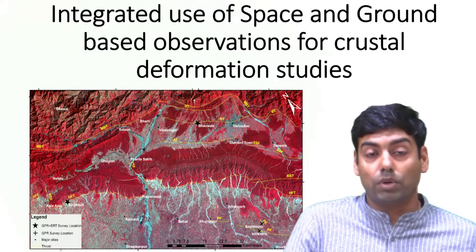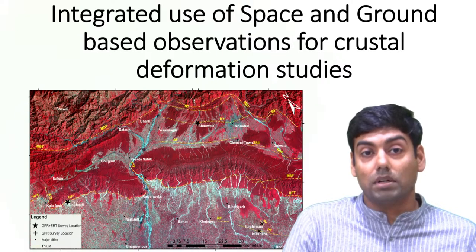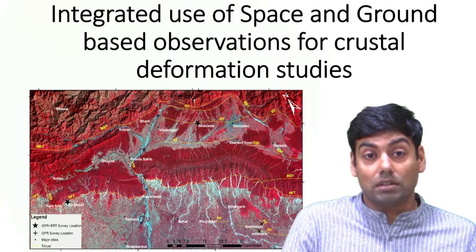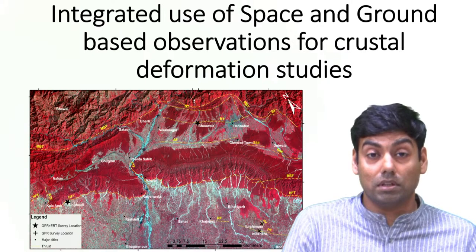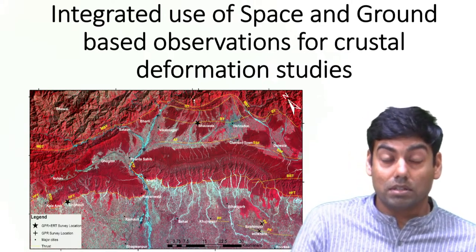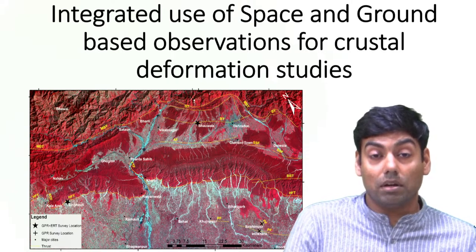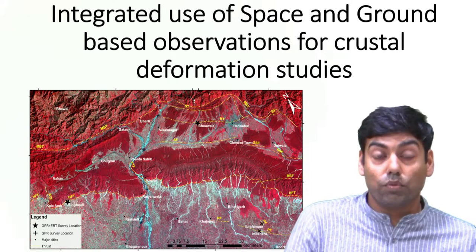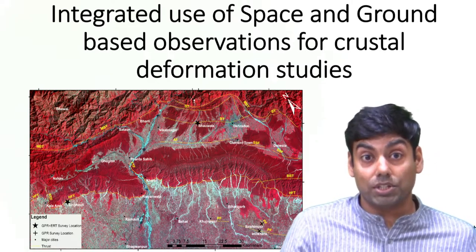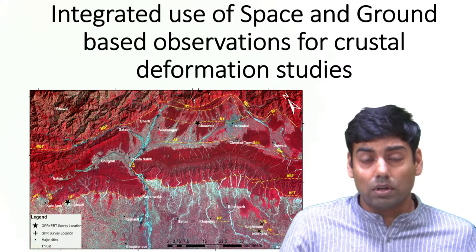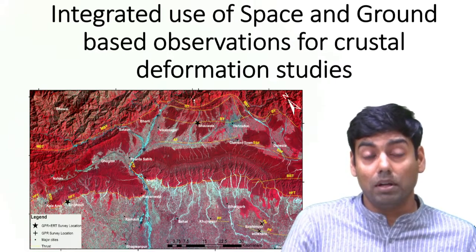In today's lecture, I will be talking about space and ground-based observation for crustal deformation studies. As you know, this is a very important field to understand, because it involves a huge risk to society when there is a great earthquake, a major thrust earthquake. So we need to understand the active fault as well as the characterization of the seismic hazard, that is, how much the area is potential for future seismic hazard, because till now the technology is available.